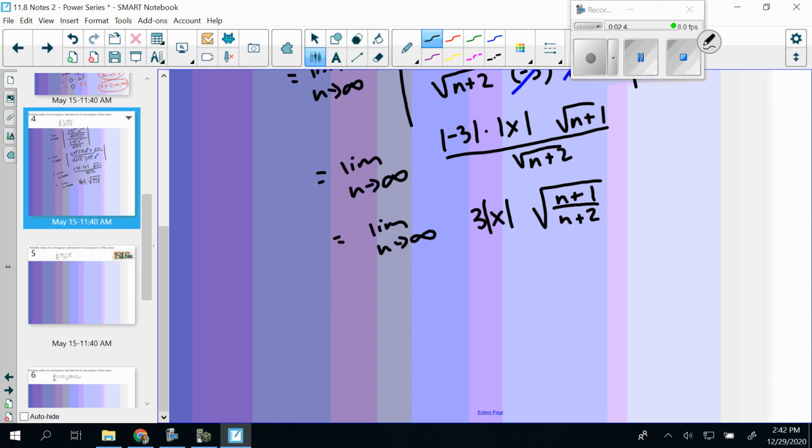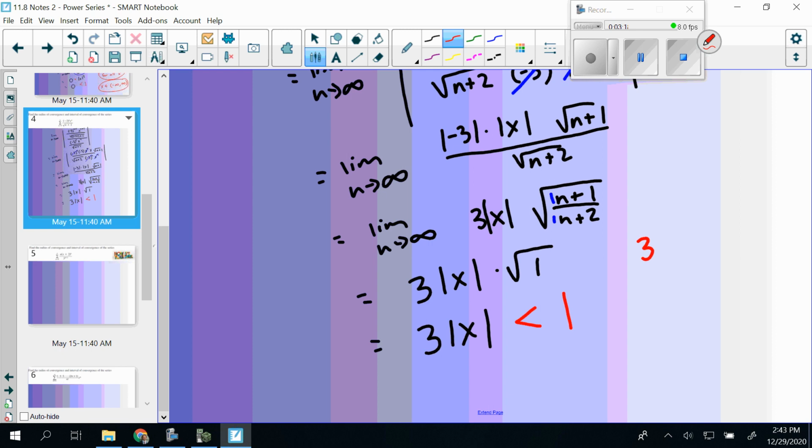So what is the limit as we go to infinity of that going to equal? Well, n plus 1 over n plus 2 have the same power and coefficient of 1, so that's just going to go to 1. So we get 3 times the absolute value of x times the square root of 1, which would just be 1. So it looks like this just equals 3 absolute value of x. Okay, so when is that convergent with either the ratio or root test? When that is less than 1. So we end up with 3 times the absolute value of x is less than 1.